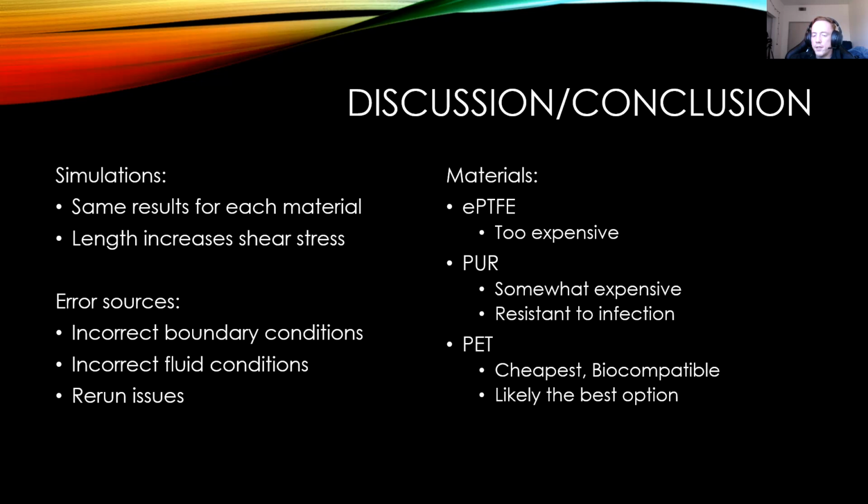PET just ends up being the cheapest, and it's biocompatible. So likely that's the best option. Biocompatibility is super important, but again, it's not very strong in comparison to PUR. So PUR might be a good option also. I think my final consensus was that PET was the best option, just because it was cheapest and biocompatible, which means it's likely resistant to infection. It didn't show any difference in comparison to the other models.